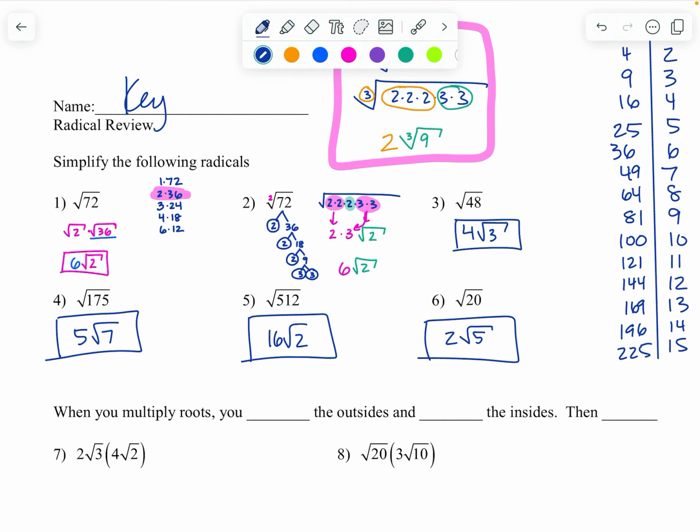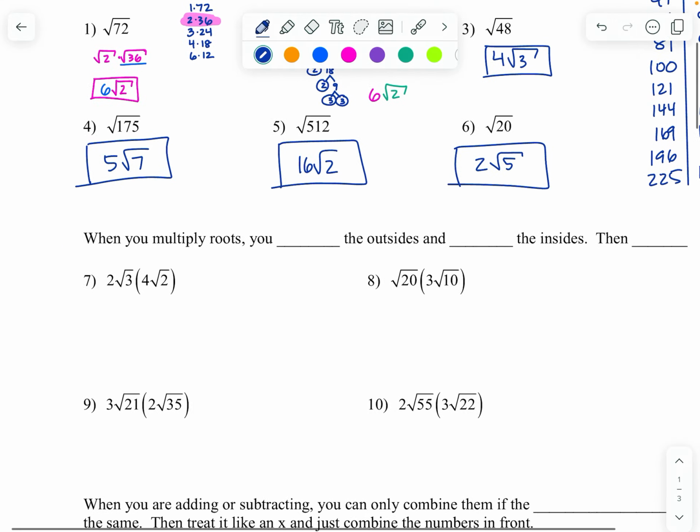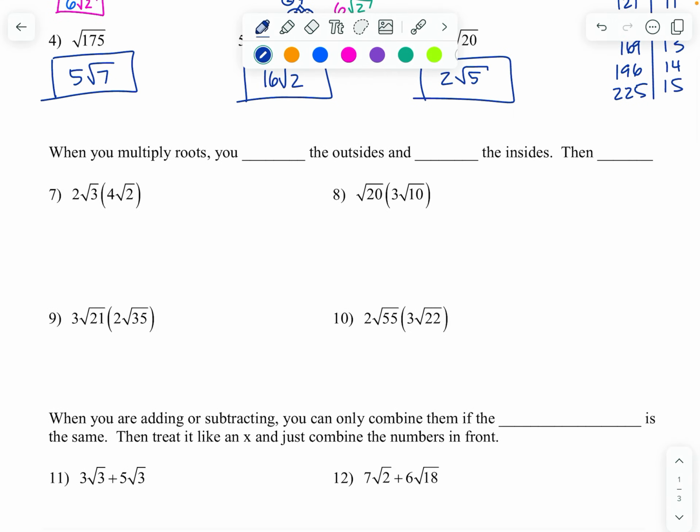All right, so for that first chunk of questions, we were taking our square roots and we were splitting them up. This next part, it's the similar idea, except you are just combining things that are in the same places. So when you multiply roots, you can multiply the outsides, and that's like this 2 and this 4, and then you can multiply the insides, and then you can simplify. And when I do that, I don't really actually multiply everything.